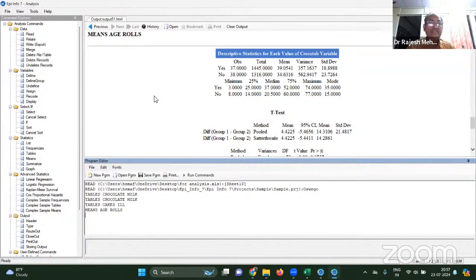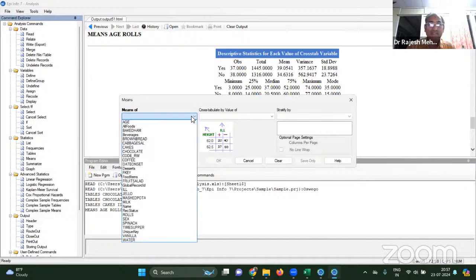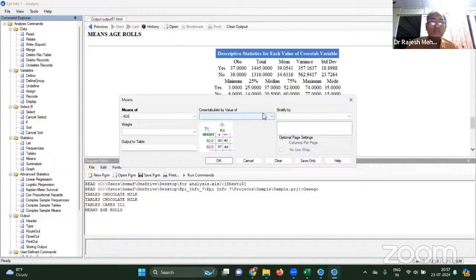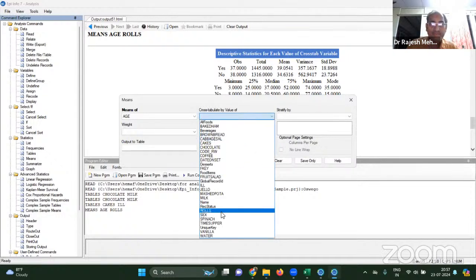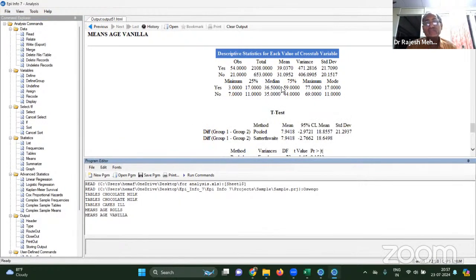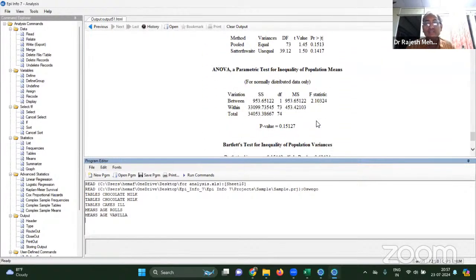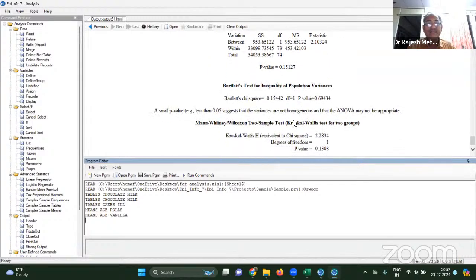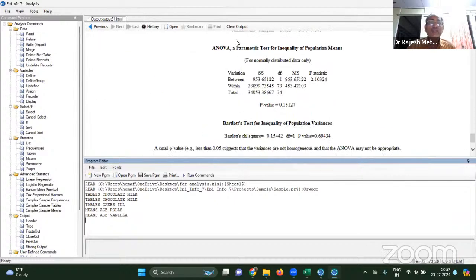Again, somewhere else, if you want to use a mean of age versus those who like vanilla eaters, is there any age difference? The old age people like vanilla much more than the children, but the difference is just a bit and not statistically significant. Right? So, region and diet, yes, region and diet.